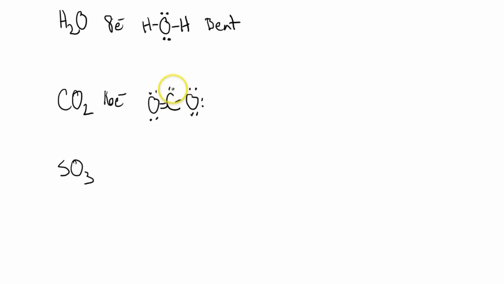2, 4, 6, 7, 8, 9, 10, 11, 12, 13, 14, 15, 16, 17, 18. We still have too many. So I'm going to leave the oxygen on the left alone because we know we're going to have a double bond there. I'm just going to erase all the other ones and add in another double bond on the other side.